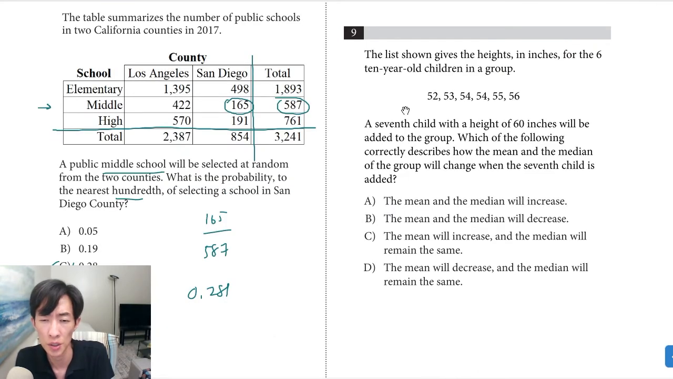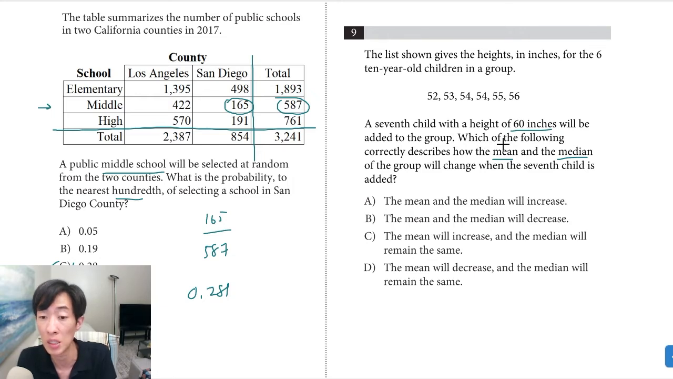Question 9. The list shown gives the heights of 6 10-year-old children in a group. It's kind of nice because they put it in order for us. A 7th child with a height of 60 inches will be added to the group. Which of the following correctly describes how the mean and the median will change when the 7th child is added?